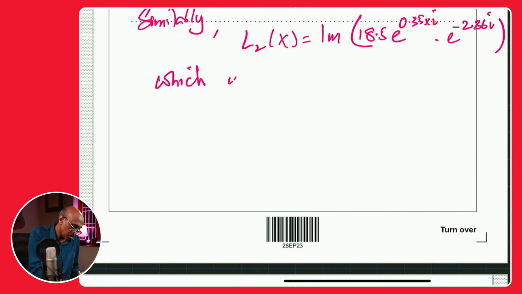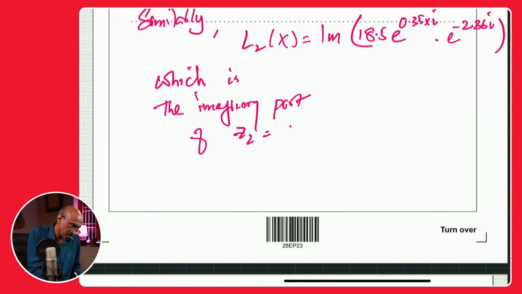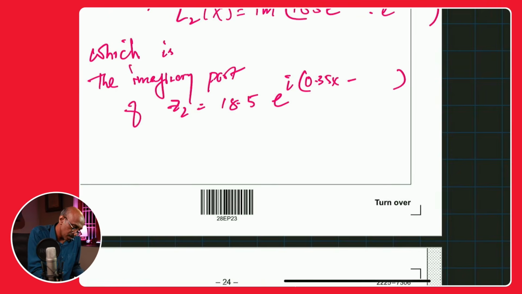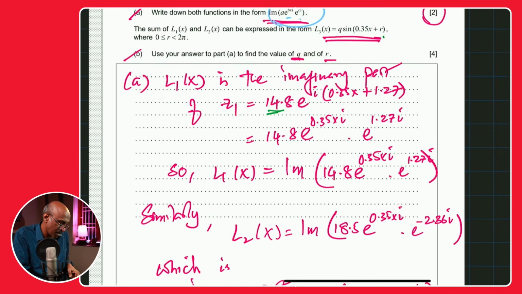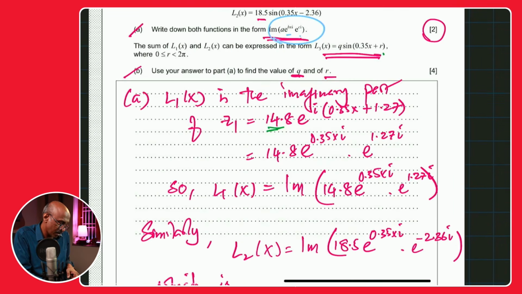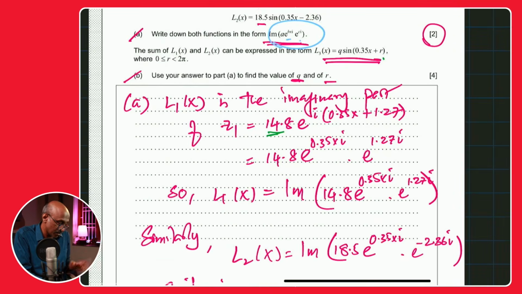So this is the imaginary part of another complex number Z2, and let's write that down: 18.5 e to the power of i times the term 0.35x minus 2.36, right? Sometimes I can't read my own handwriting. If my handwriting is bad, you should mention that in the comments also. Let me check that again: 18.5 e to the power of i(0.35x - 2.36). That's good. So far, so good.